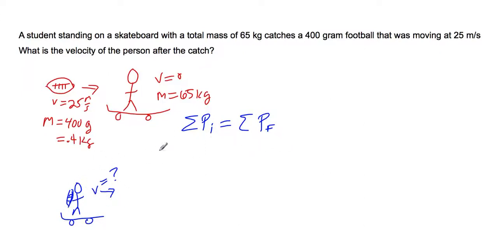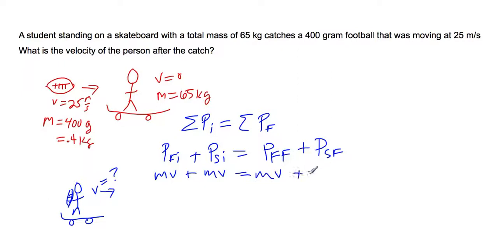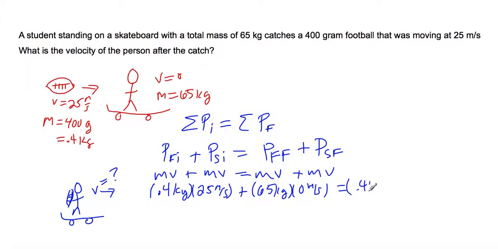So again, if I start filling in my things here, the momentum of the football initially plus the momentum of the skateboarder initially is equal to the momentum of the football final plus the momentum of the skateboard final. And again, okay, mv plus mv is equal to mv plus mv. Start plugging in our numbers now. Football has a mass of 0.4 kilograms times 25 meters per second plus the mass of the skateboarder, which is 65 kilograms, times 0 meters per second, is equal to 0.4 kilograms times v meters per second.